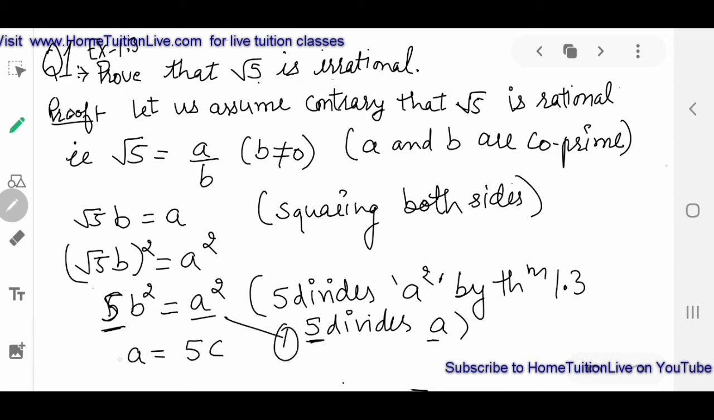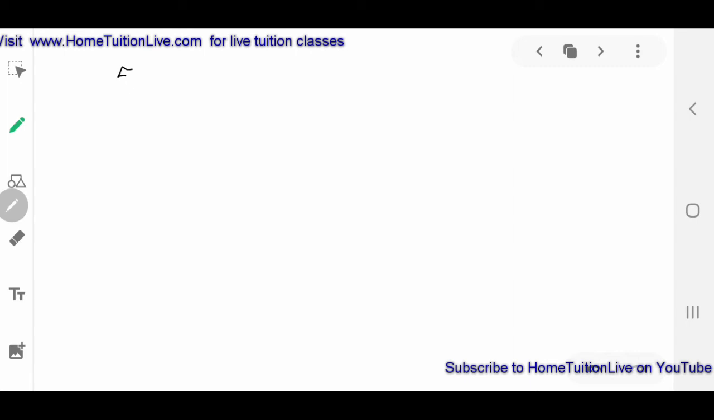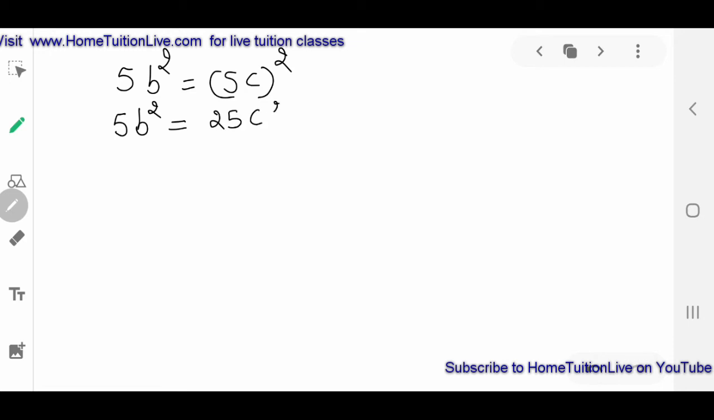Now put this value in first equation. Put the value of a in first equation, that is 5b square is equal to 5c square. So 5b square is equal to 25c square. 5 times 5 is 25. Now b square is equal to 5c square.